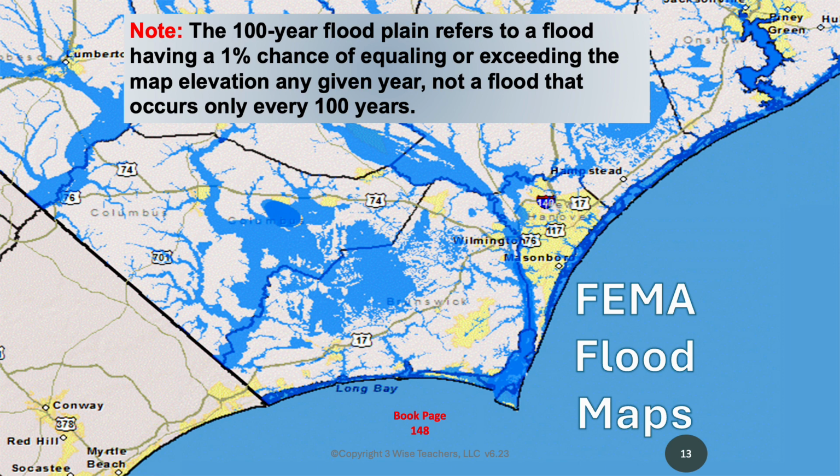The 100-year floodplain refers to a flood having a 1% chance of equaling or exceeding the map elevation in any given year, not a flood that occurs only every 100 years. Now, you may look at that and say, what's the semantic difference between that? It's not relevant on this. Flood areas are determined by an elevation or an elevation certificate. Basically what they're saying is, there's a 1% chance that flood waters may rise above this elevation in any given year. So that's actually what they mean by a 100-year floodplain.